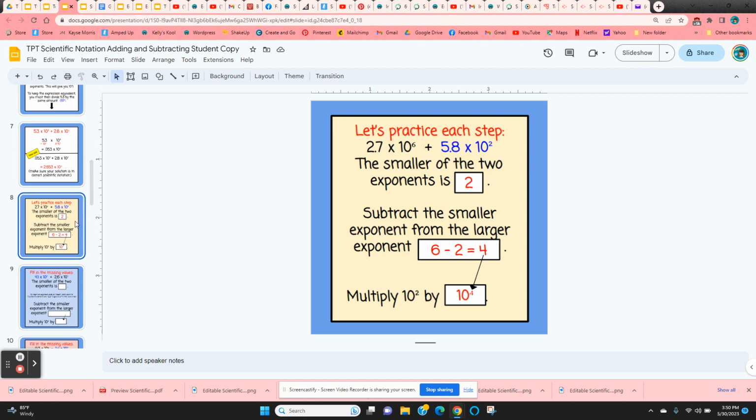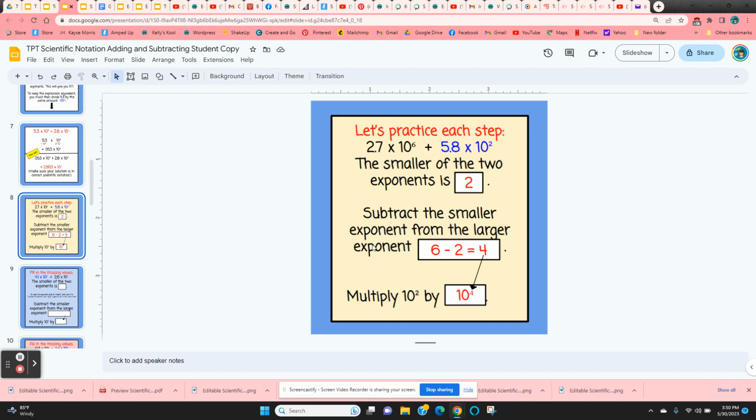So these are color coded. The ones that are in this light yellow are the examples. And the students can use this example slide in order to do the other slides. So here we have an example. It asks them first, which is the smaller of the two exponents. So we've got a 6 and a 2. They just type in a 2.